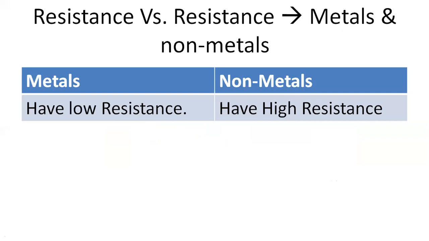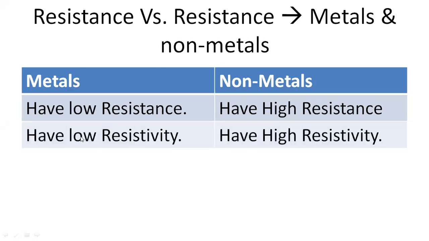So if you are comparing metals and non-metals with resistance and resistivity, what we can say is metals have low resistance, that we already know, and non-metals have high resistance. That concept we have seen in our Ohm's law. Now let us compare the resistivity. As resistivity and resistance are the same, in terms of concept, metals will also have low resistivity. Why low resistivity? Because they have low resistance. Resistivity is nothing but resistance, no? So if metals have low resistance, they will have low resistivity. And non-metals will have high resistance and they will also have high resistivity.